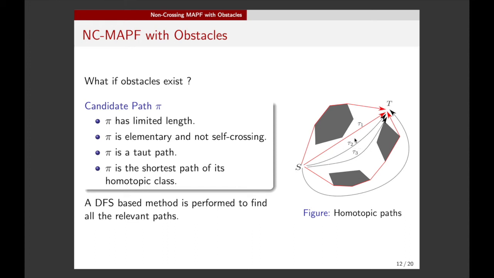In this example, the paths tau1, tau2, and tau3 are of the same homotopic class. We can transform tau2 to tau1 and tau3 to tau1 without crossing any obstacles. Because the cable is always taut, we consider only the shortest path of each homotopic class, as the red path here. And from point S to point T, there are at least 3 different paths. And we can perform a depth-first search to find all the relevant paths in our problem.